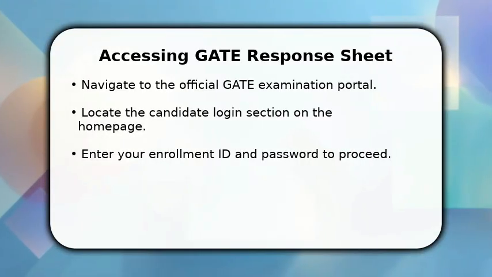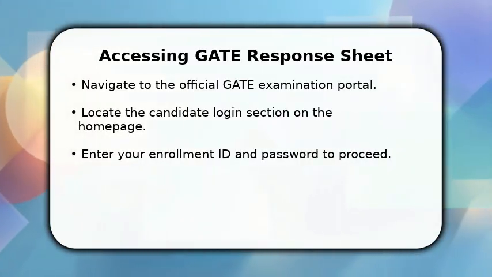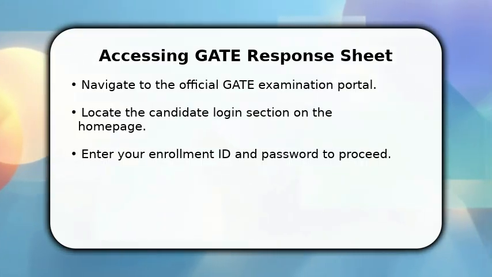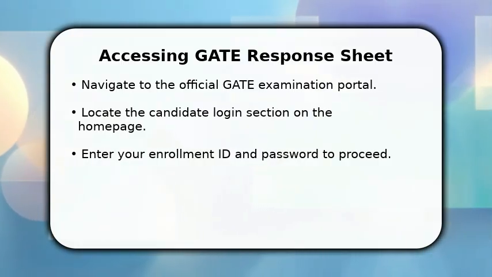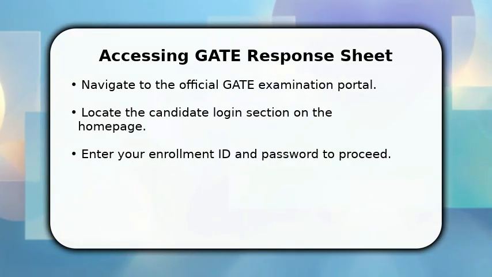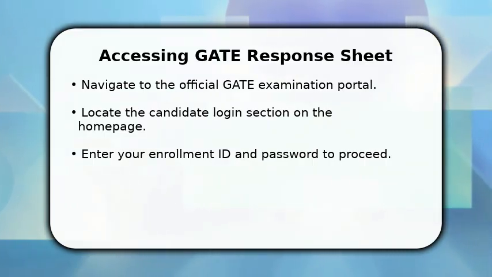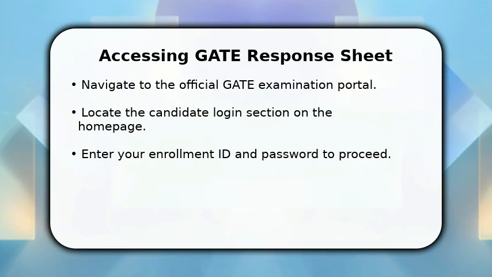In this video, I will explain how to get your GATE response sheet URL link. First, you'll need to visit the official GATE examination website. Look for the candidate login area, usually prominent on the home page. You'll then enter your unique enrollment ID and the password you created during registration. This initial step is crucial for securely accessing your personal examination data. Make sure to have these credentials ready before you begin.